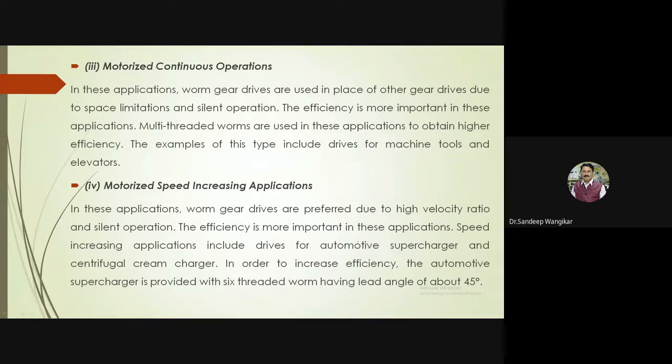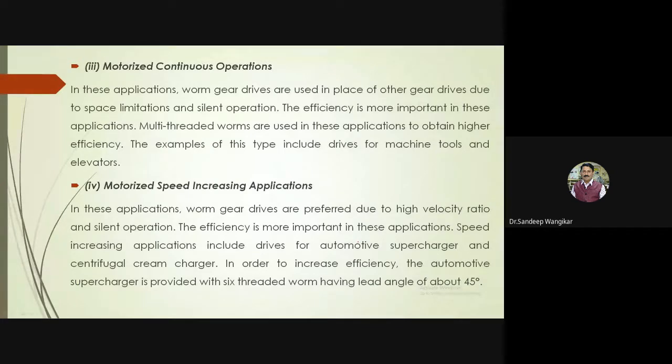The examples of these motorized continuous operations are drives for machine tools, whatever machine tools we observe in our workshop, the heavy duty machine tools, and elevator and lift applications. So in the motorized continuous operation case also, the worm and worm gear drives are used.